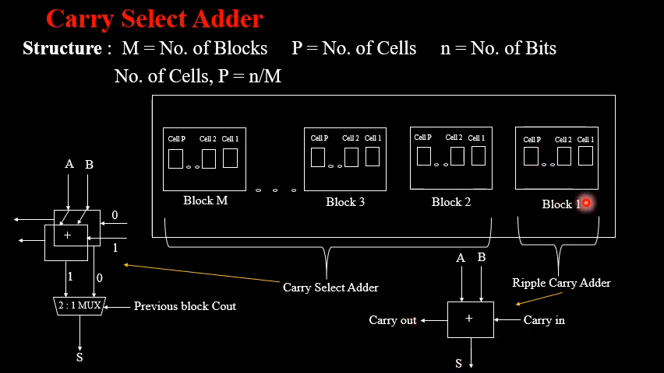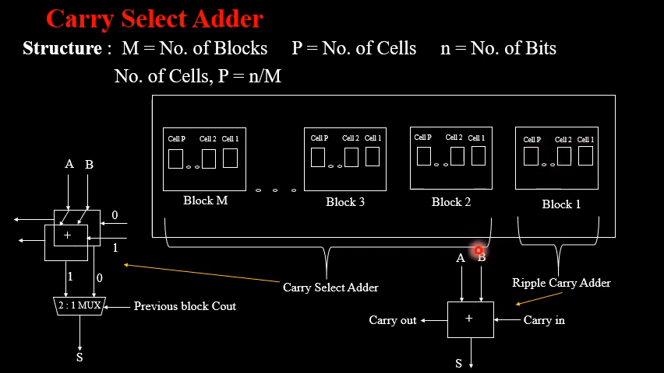The structure you are going to draw inside this depends on the number of cells, which you calculate by using this particular expression. Say if the number of blocks is given as 2 and the number of bits is given as 6, it is 6 by 2, which is equal to 3. So there will be 3 cells present here: cell 1, cell 2 and cell 3.